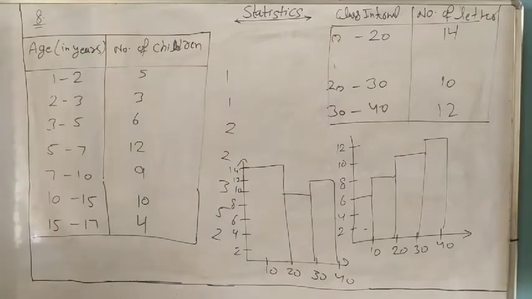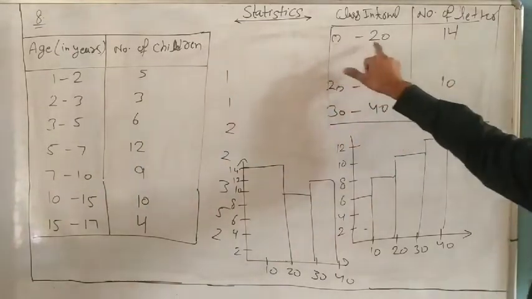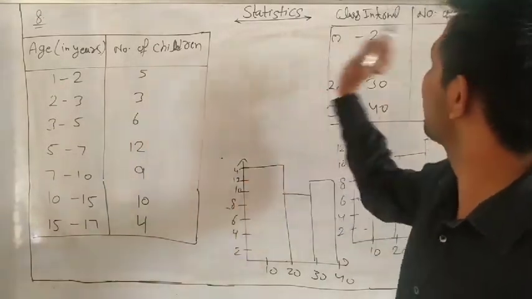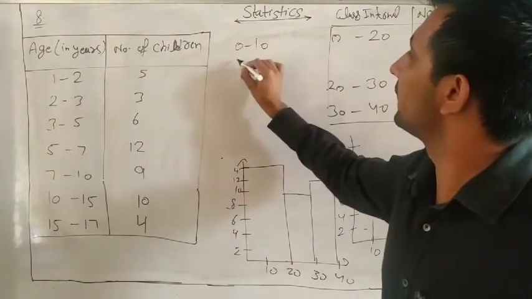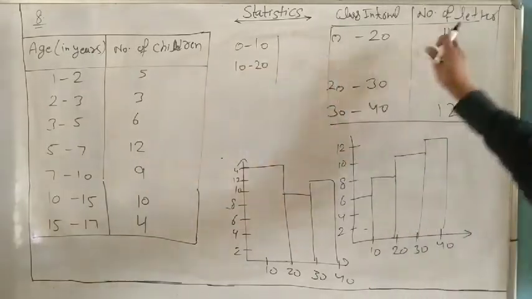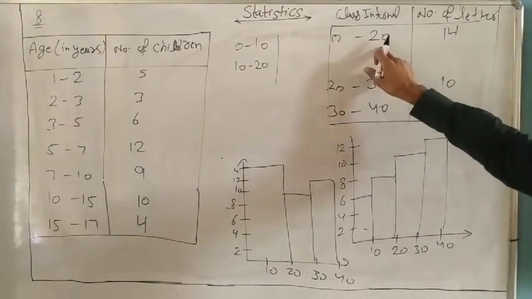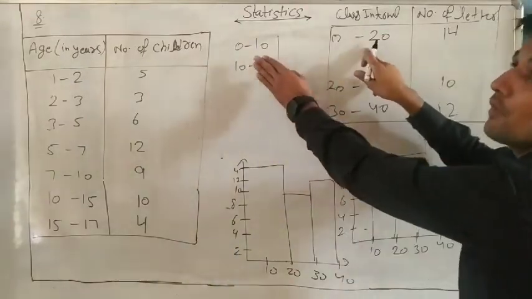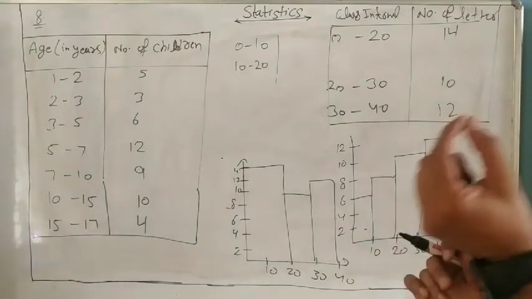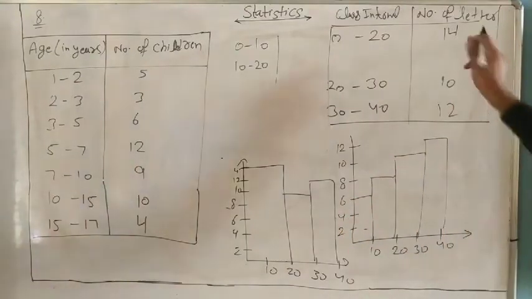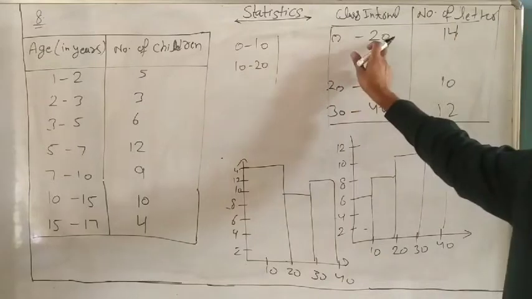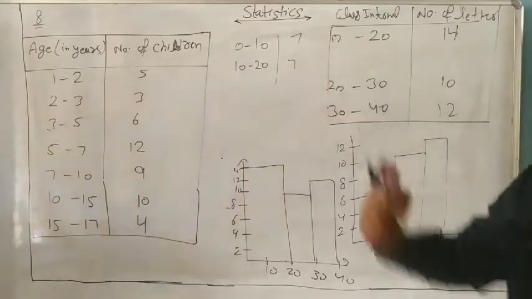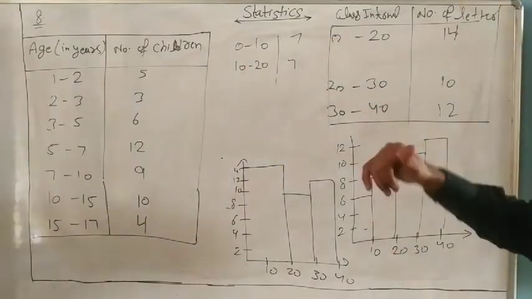Proportion means, so tell me, here 0 to 20 is 40 students. 0 to 20 is 14 students. If I say you 0 to 10 and 10 to 20, if I break this interval 0 to 20 into 0 to 10 and 10 to 20, it means half we will take. It means we will only guess it. 10 is half of 20, so the number of students is also 7 here, 7 here. So like this one we will convert.